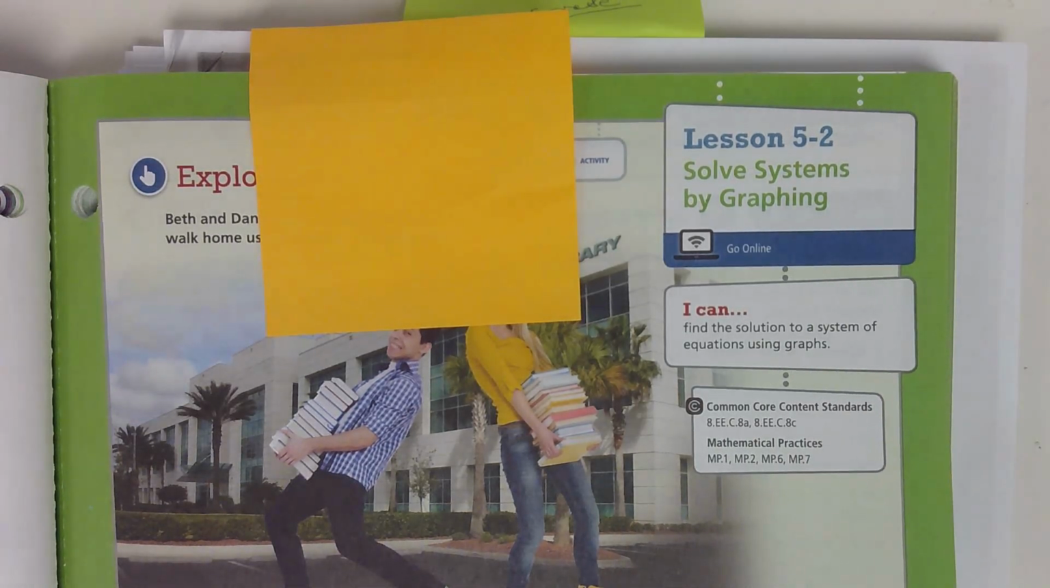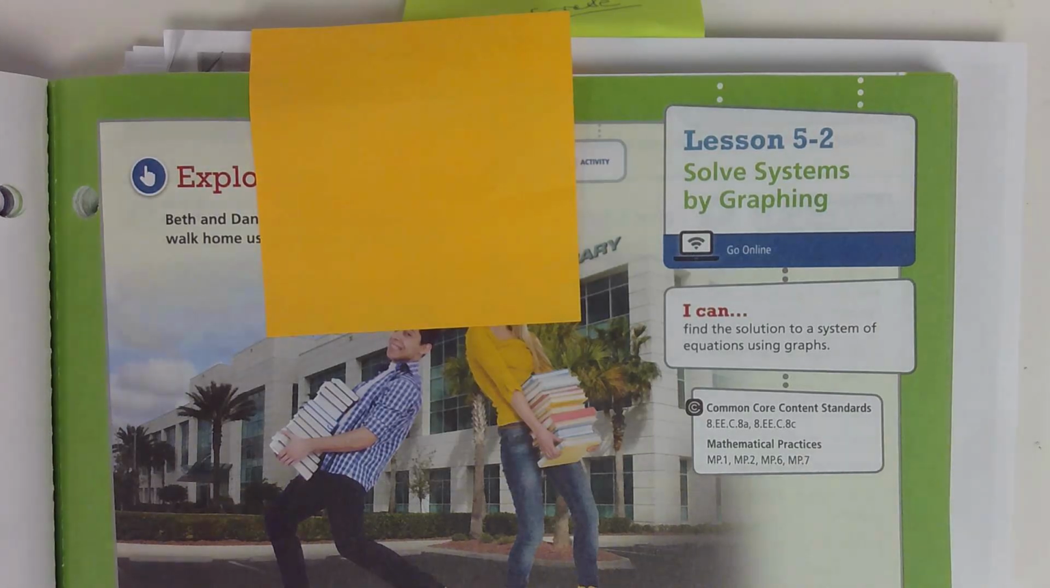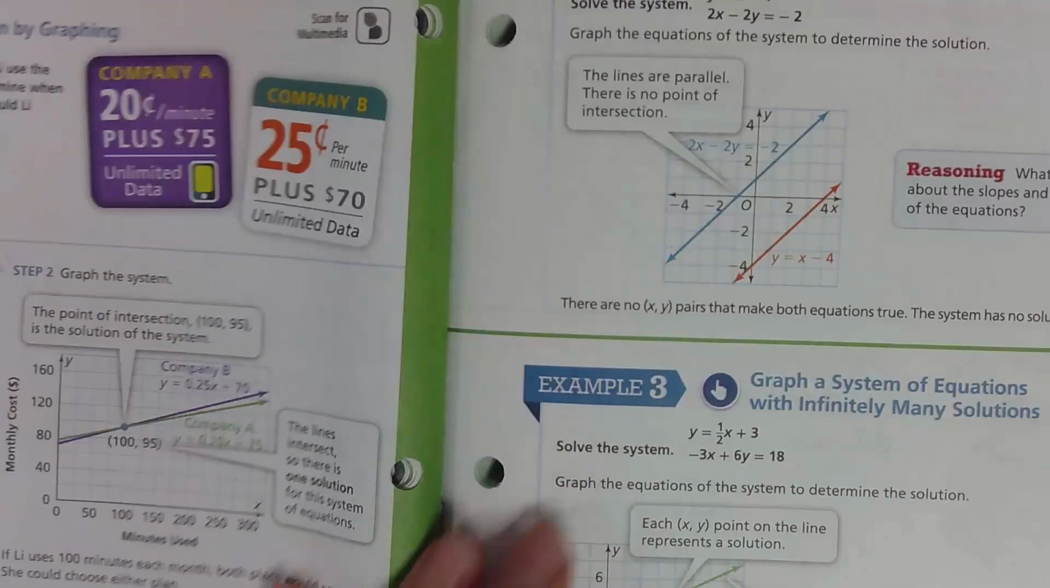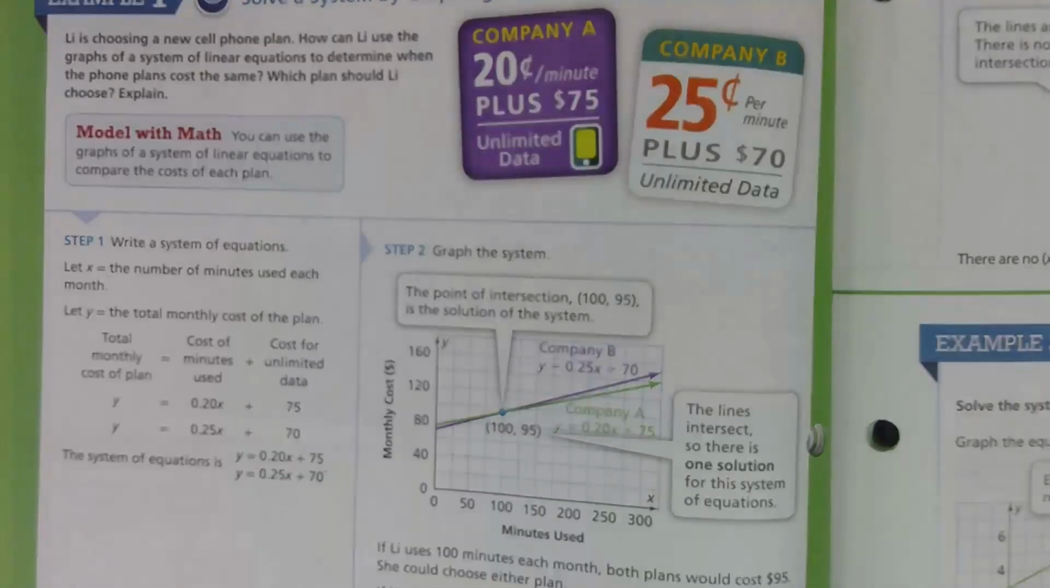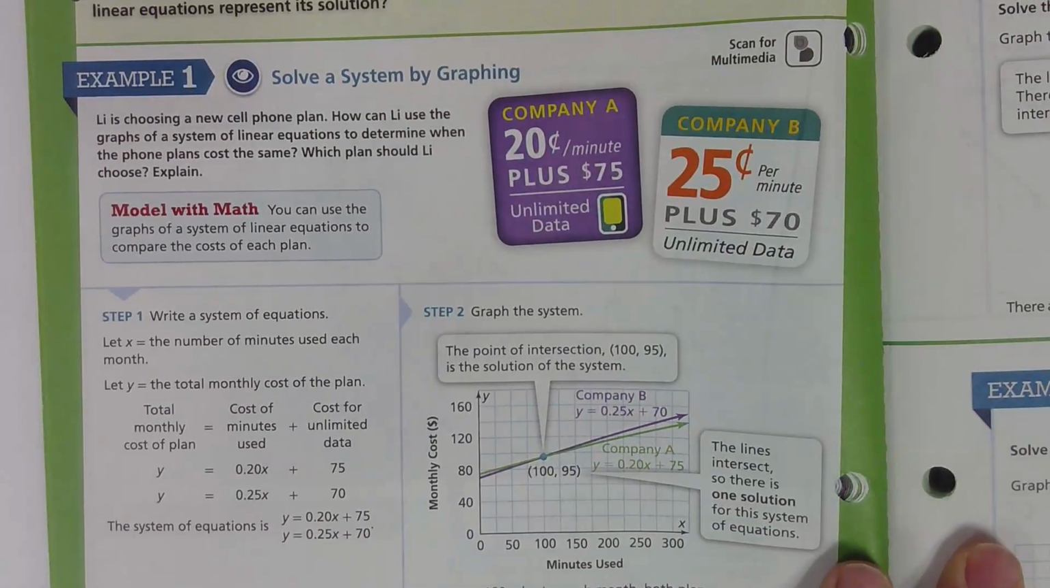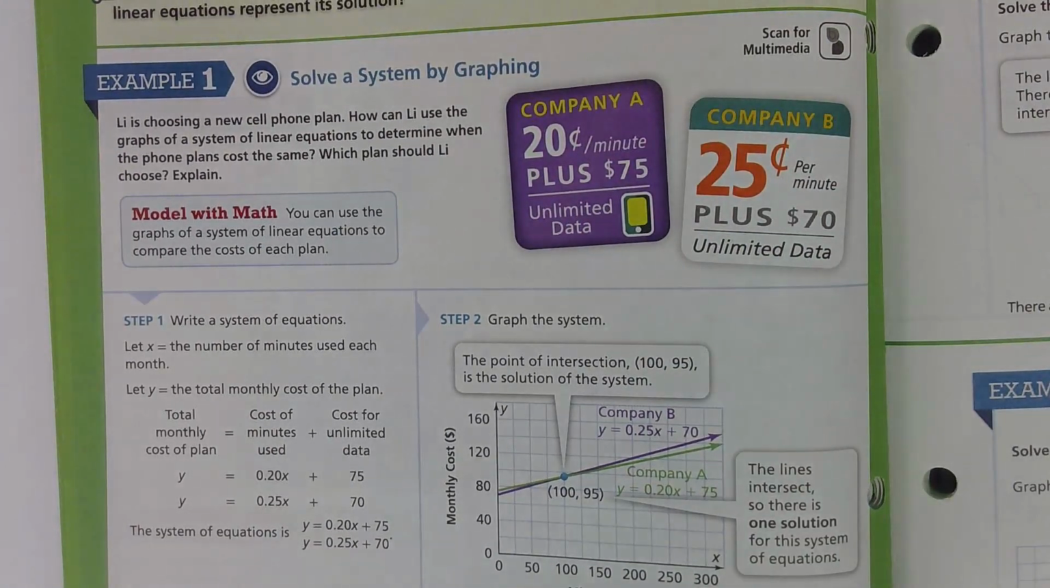It's recording. Okay. So this is 8th grade, lesson 5-2, solving systems by graphing. If you were absent, and I've got students that were absent, I'd really recommend that you watch yesterday's video so you're not completely lost in what we're doing here.